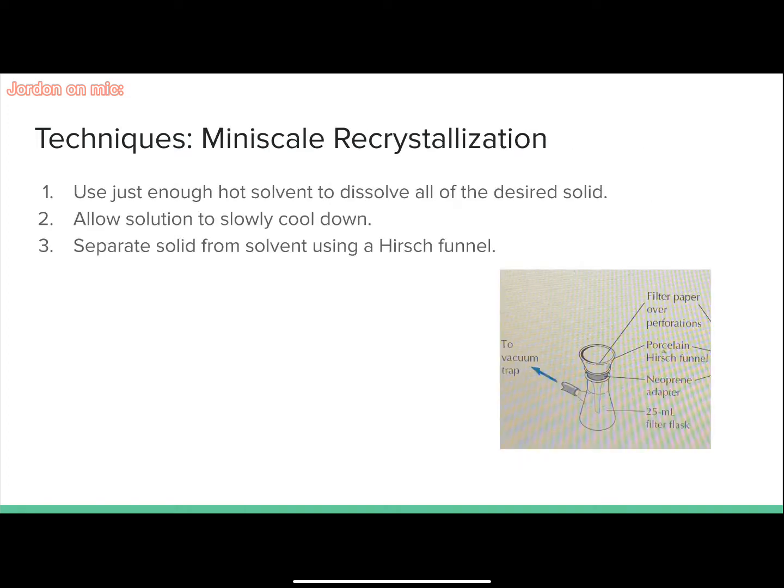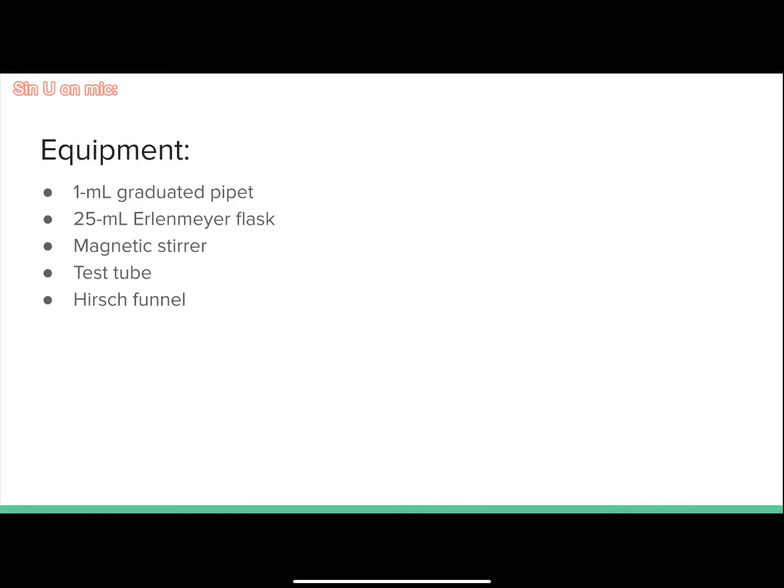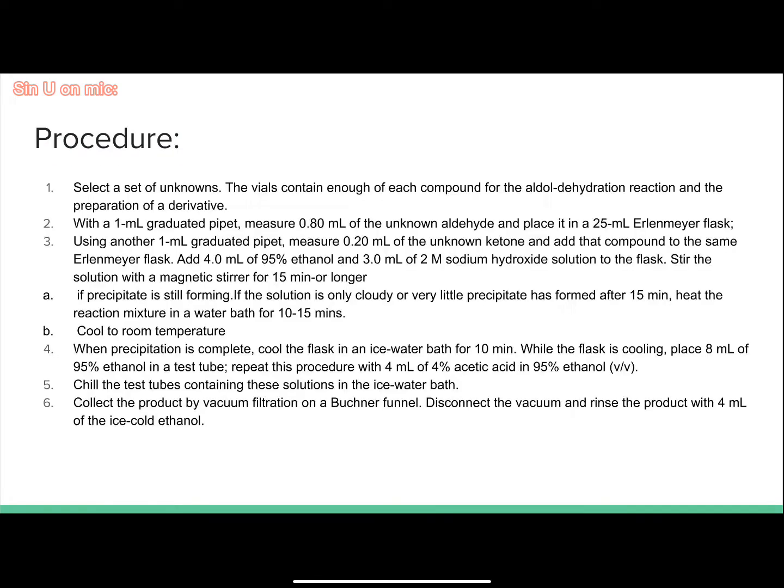Techniques, microscale recrystallization. There are three major points. First is to use just enough hot solvent to dissolve all the desired solids. The second is to allow the solution to cool down slowly. And the third is to separate the solvent using a Hirsch funnel in vacuum filtration. The equipment needed would be a 1 ml graduated pipette, a 25 ml Erlenmeyer flask, a magnetic stirrer, a test tube, and a Hirsch funnel. Procedure. Select a set of unknowns.